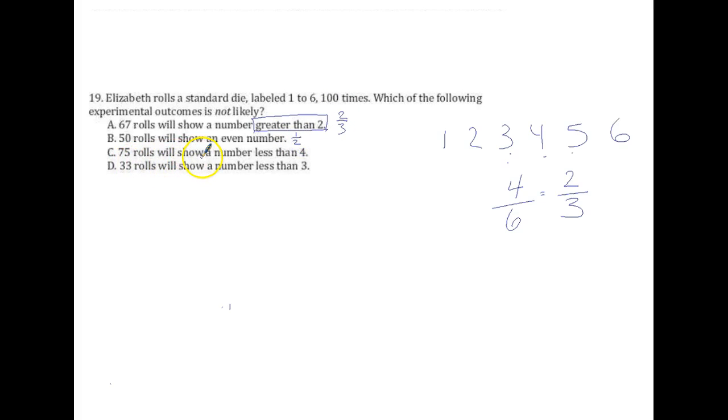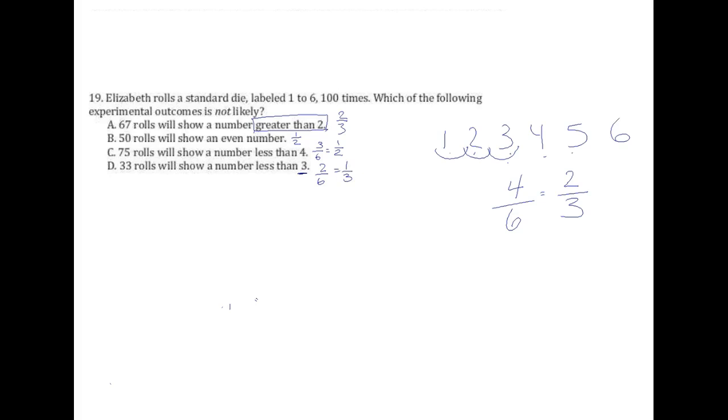75 rolls will show a number less than 4. So if it's less than 4, that means it's 1, 2, and 3. So it's 3 out of 6. That means it is 1 out of 2, also a half. 33 rolls will show a number less than 3. So less than 3 means just 1 and 2. So it's 2 over 6, which is also a third.